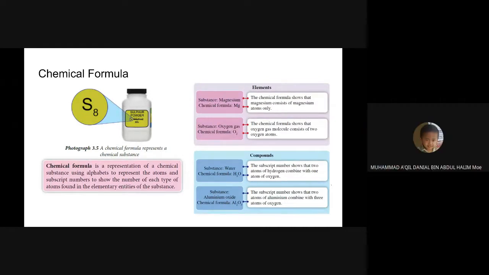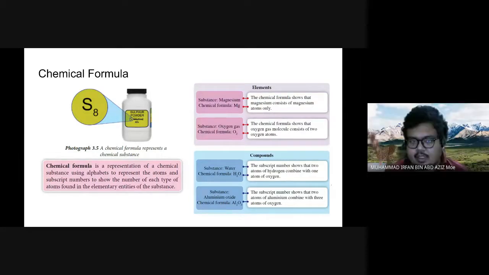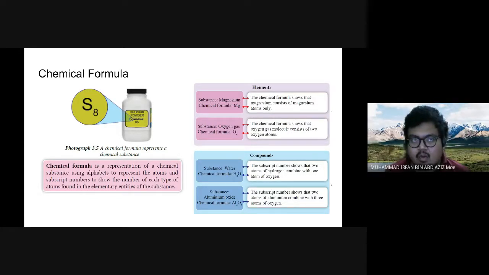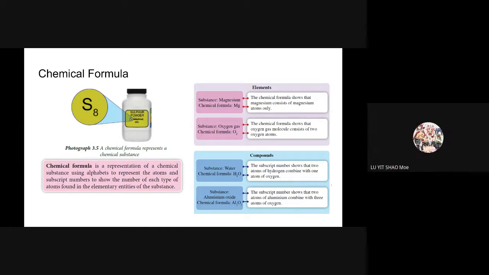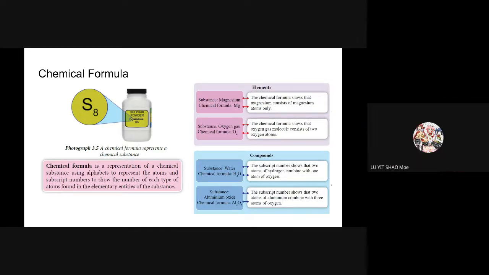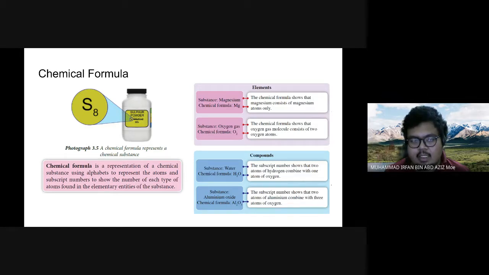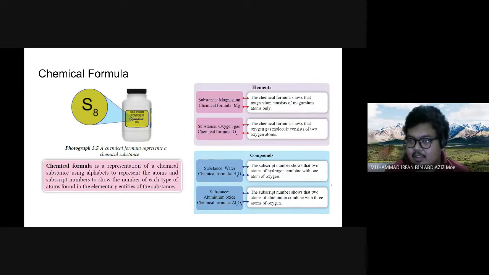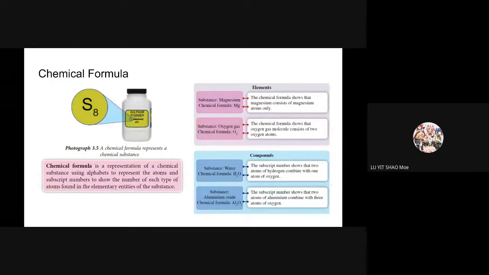Kenapa kita tak tulis nama je dihydrogen? Lagi senang ke? Adakah lagi senang? How about kalau people yang tak belajar chemistry? Adakah dia tahu? Okay, bayangkan if you semua ada adik yang berumur 10 tahun ataupun 8 tahun, cakap dekat adik, adik tolong ambil H2O. Do you think that your younger brother or younger sister will understand that? No. So you said apa? Can you get me water, right?